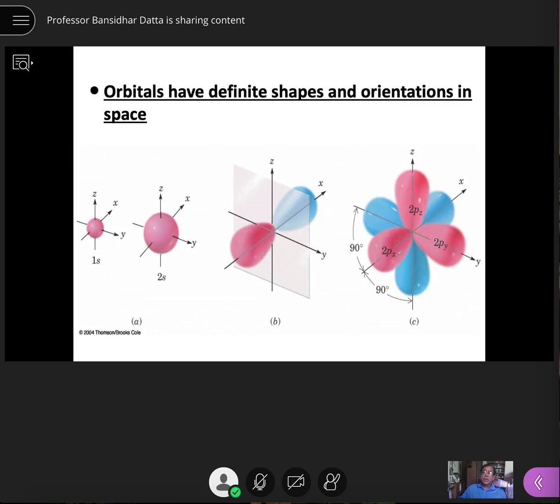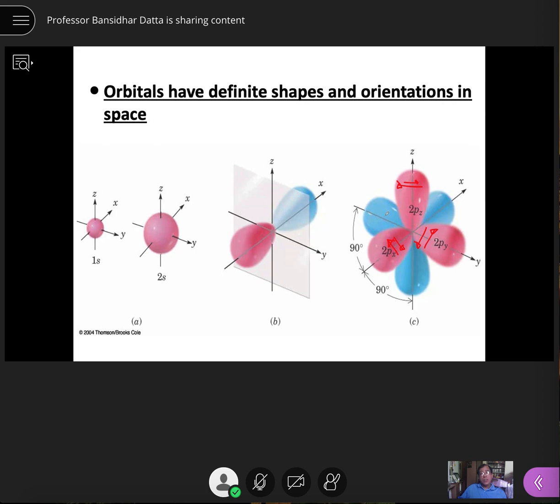So when the electrons come, first one goes to px, then another one will go to py, then another will go to pz. Then if you have additional electrons, it will fill up the 2px, then the 2py with spin pairing, and then finally it will fill up the 2pz. So these are the 3 different coordinates.